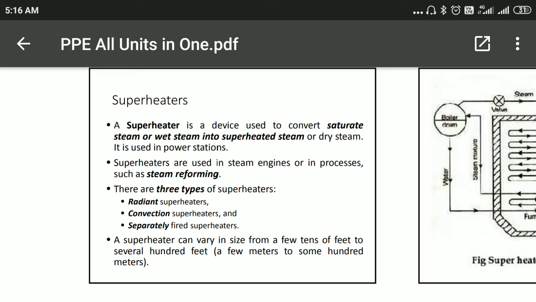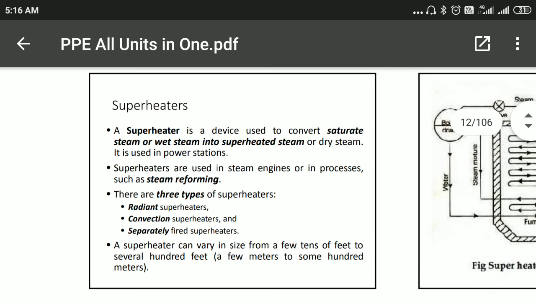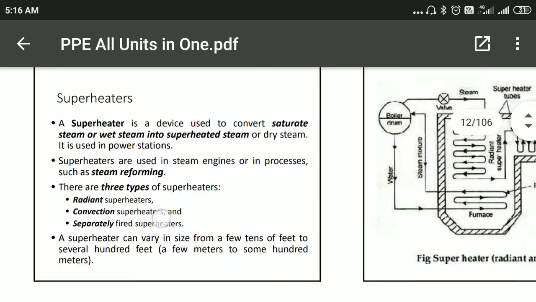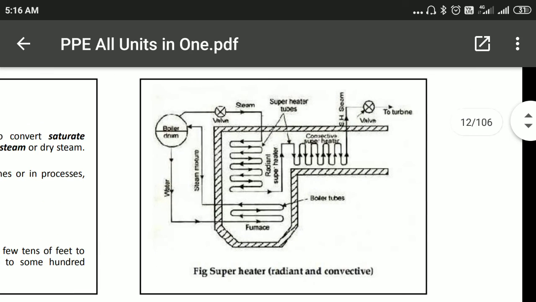There are three types of superheaters: radiant superheaters, which are placed directly in the furnace; then convection superheaters, placed after the radiant superheaters; and separately fired superheaters. Superheaters can vary in size from a few tens of feet to several hundred feet. This is a basic diagram of the superheater, where the radiant type is employed directly, then after it a convection type, and then the steam is supplied to the turbine.